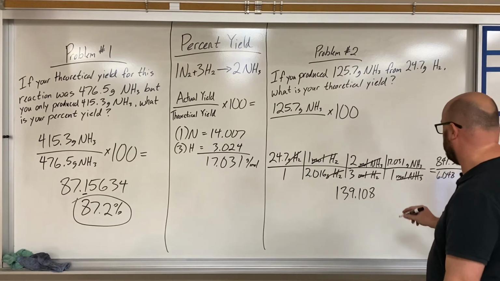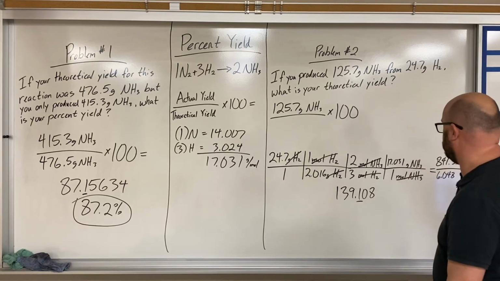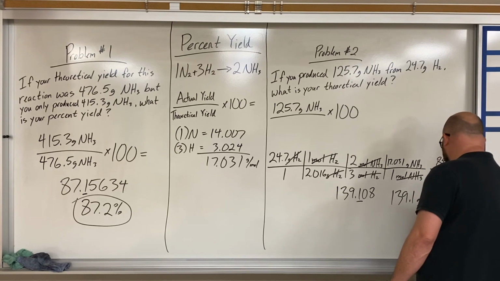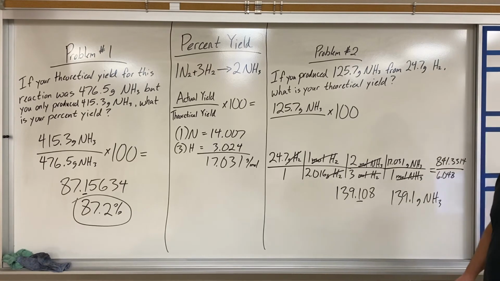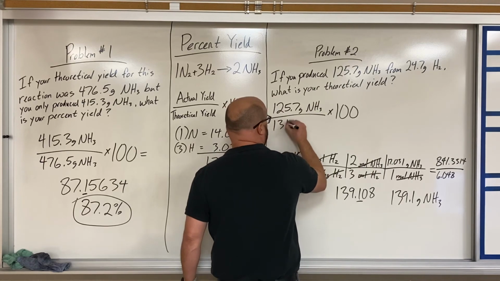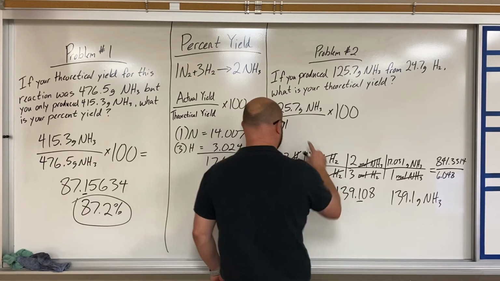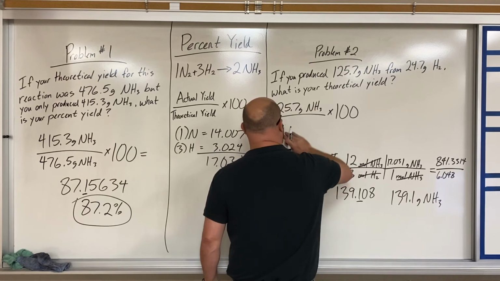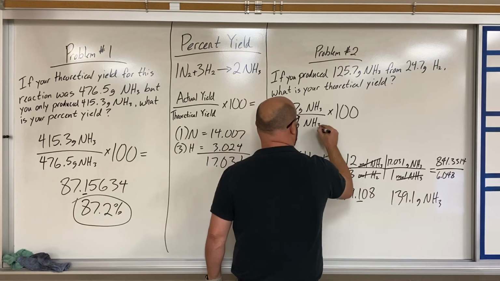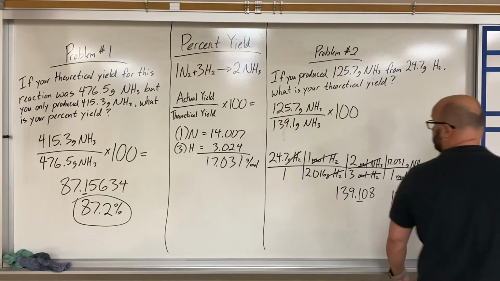Again, we'll just round this to 1 decimal point, which means it's 139.1 grams of NH3. That is our theoretical yield. That's how much we should come up with based upon the math using our limiting reagent. So throw that in right here. 139.1 grams of NH3. And now we just do our simple percentage calculation.